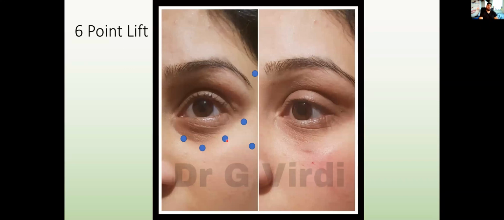And then my third point of injection is back here at the medial aspect of the tear trough, again injecting with a needle down onto periosteum.